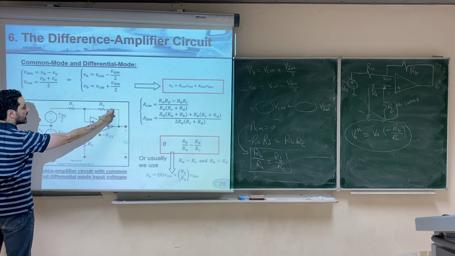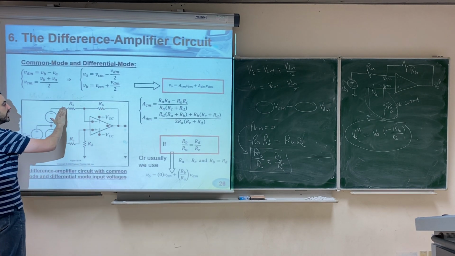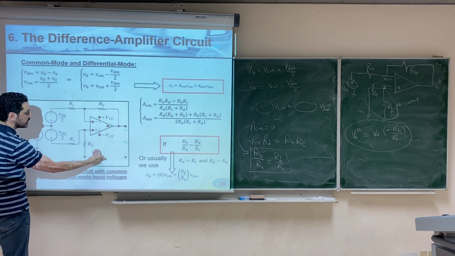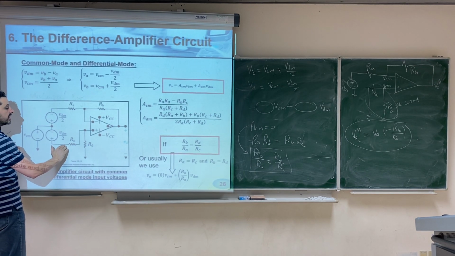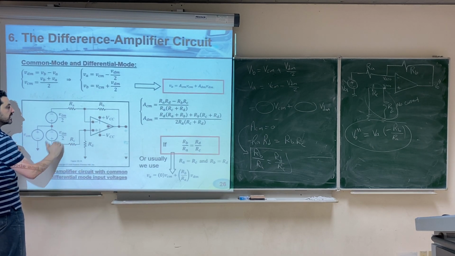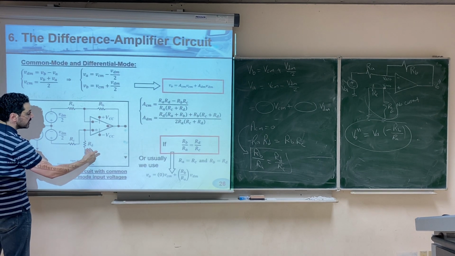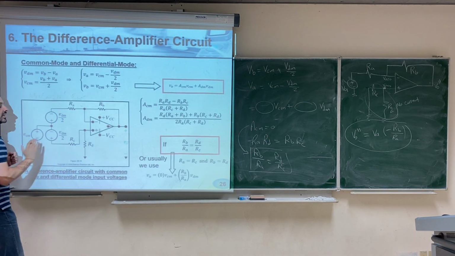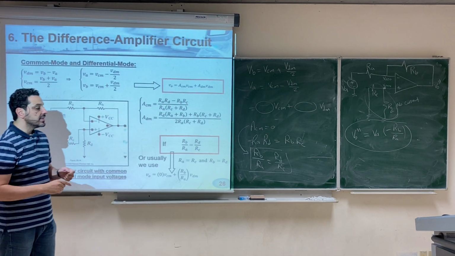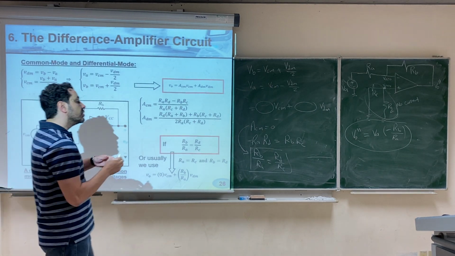The resistor up right over the resistor up left must be equal to down right over down left. RB over RA must be equal to RD over RC. Up right over up left must be equal to down right over down left. Okay, this is the condition for the common mode gain to be 0.